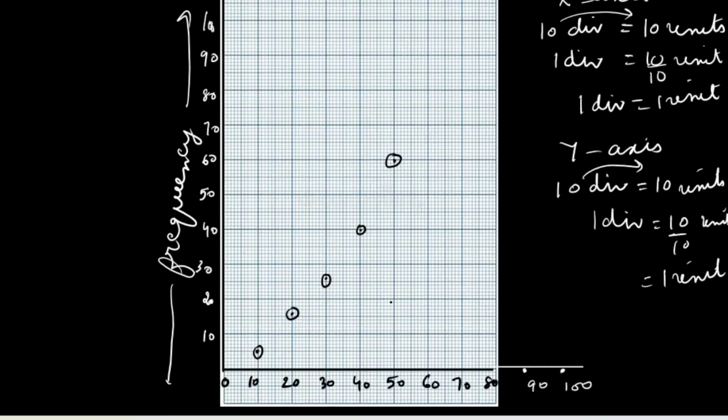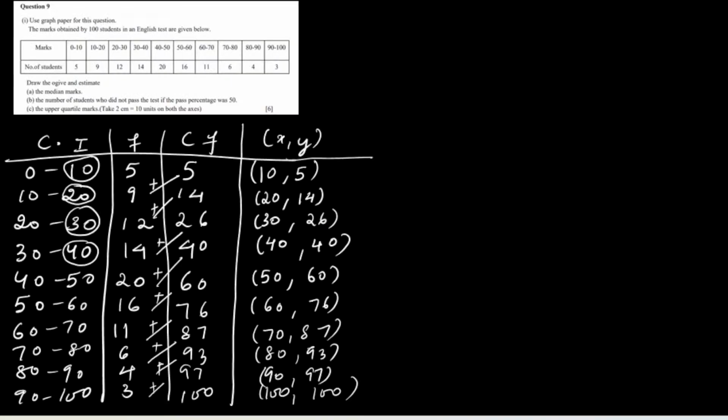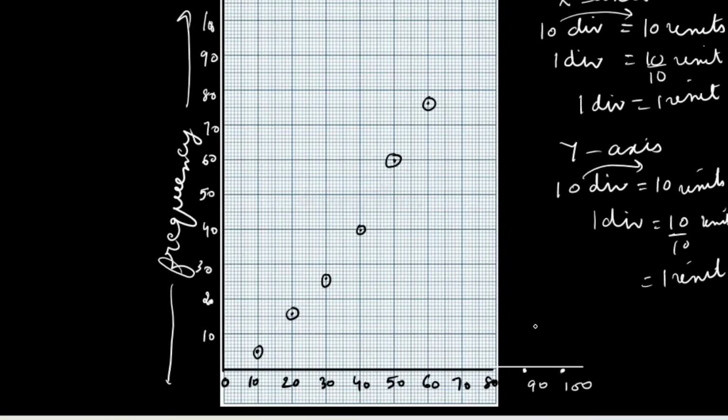Then 60 comma 76. 76 somewhere it will be here, just 1 unit above 75. So 60, 76 we have done. Then 70 and 87. So 87 will be 2 units above 85. So draw it very accurately.